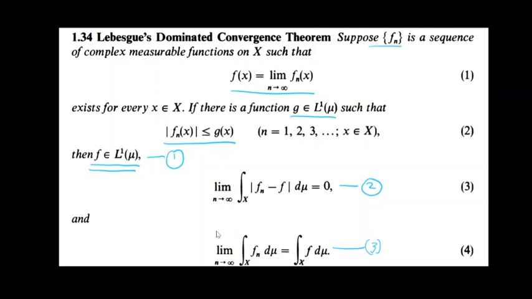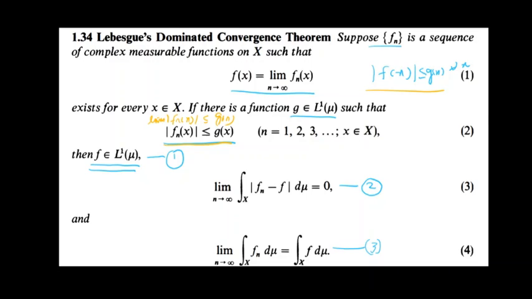And we know that the modulus of f(x) is less than or equal to g(x) for all x. Why? Because we have the limit as n tends to infinity of f_n(x) equal to f(x), and also |f_n(x)| is less than or equal to g(x). So we take the limit of |f_n(x)|, which is less than or equal to g(x). That means we have |f(x)| less than or equal to g(x).